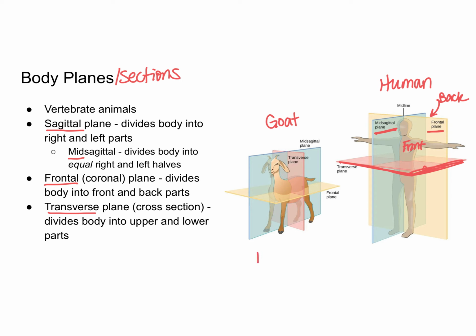Now with tetrapods, like this goat here, it might seem a little harder to kind of understand that, but think about if this goat were standing up on 2 feet. So if we were to essentially take this picture of a goat and rotate it 90 degrees to the right, then it would match up with what we see in the human.